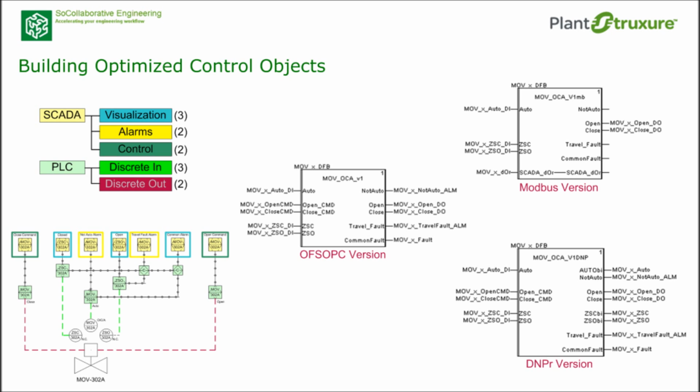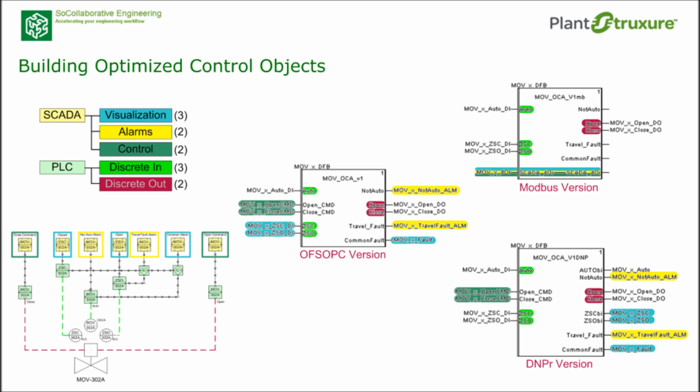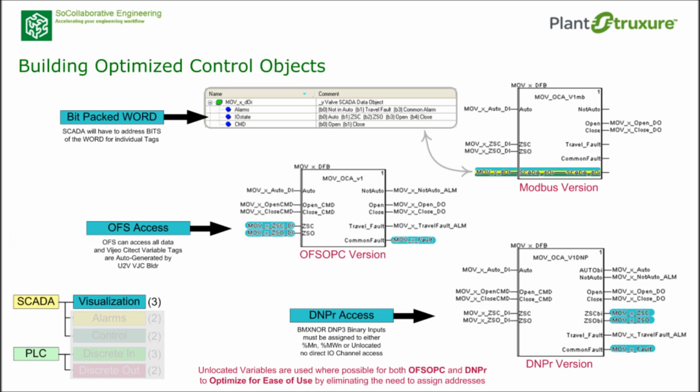Here are all three versions of the DFBs with their attached pin variables, and here is how the specified requirements for the motor operated valve are achieved by each. Breaking it down some more, SCADA visualization. The Modbus version uses 4x or %MW located words, which are bit packed with the discrete I/O channels. The SCADA developer will need to create variable tags for each of the used bits and address these to the native Modbus driver as required.